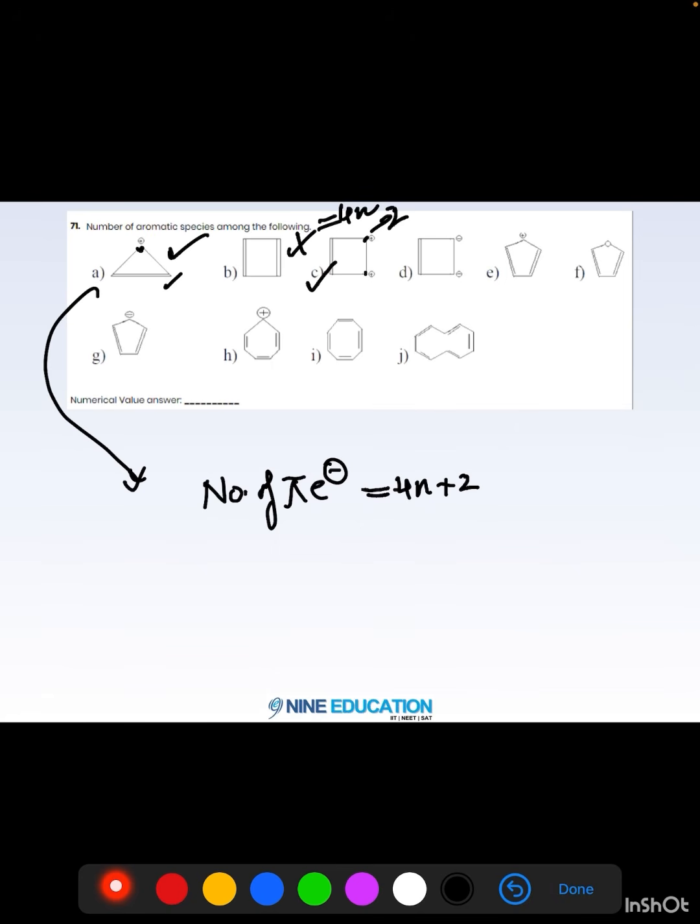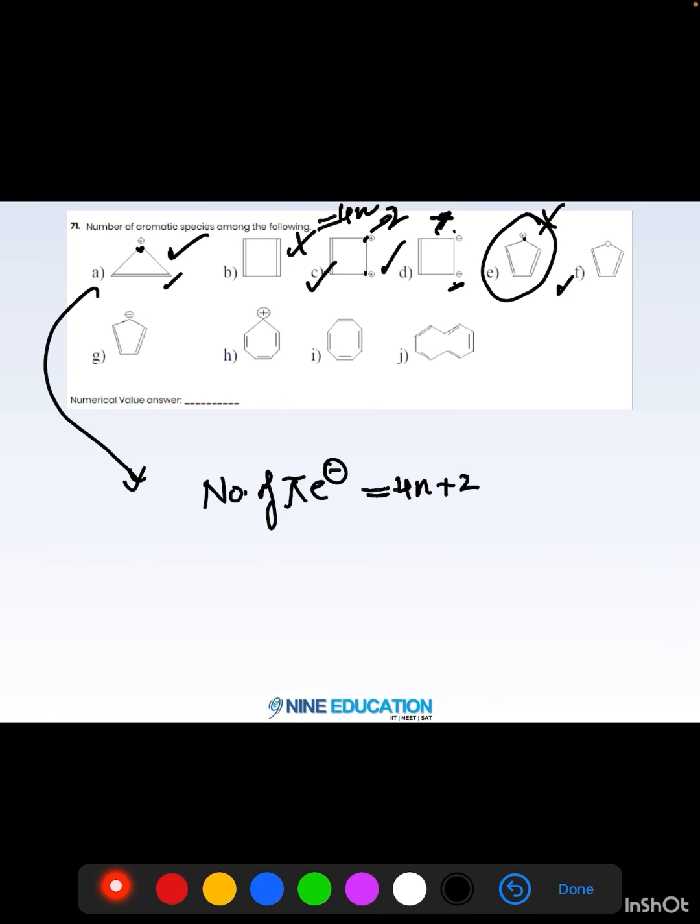Next we have D. Here we have a negative charge and pi bonds, so all the atoms are involved in the conjugation. The total number of pi electrons will be 2, 4 and 6. So 6 is equal to 4n plus 2, with n equal to 1, so this will also be aromatic. In the same way, in option E, although conjugation is present, with a positive charge and pi bond resonance, in this case there are 4 pi electrons, so this won't be an aromatic species.